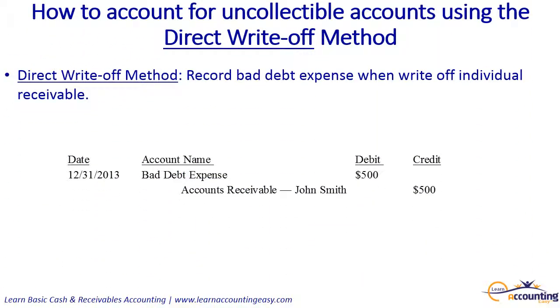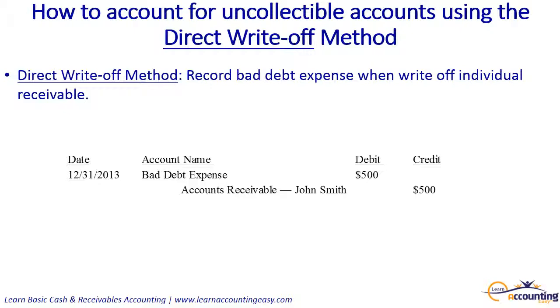The next thing we're going to look at is how do we account for those uncollectible accounts? Those accounts where we believe the customer is probably never going to pay us the cash. And there are two methods, the direct write-off method and the allowance method. We'll start with the direct write-off method because it's the easiest one. And as the bullet here says, the direct write-off method means we're recording bad debt expense when we write off the individual receivable. And the key there is when, so the timing.